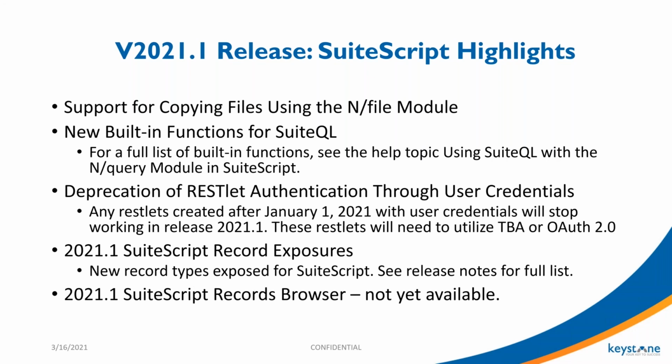2021.1 SuiteScript record exposures. There are new record types exposed to SuiteScript. Again, these are kind of obscure new record types. See the release notes for the full list. And funny enough, the 21.1 records browser is not yet available. So even if you wanted to see the details of those new records, you really can't. You can just see what they're called. All right, next slide.